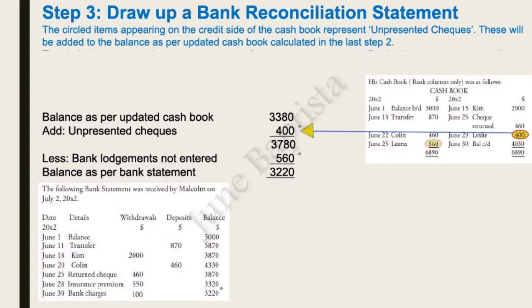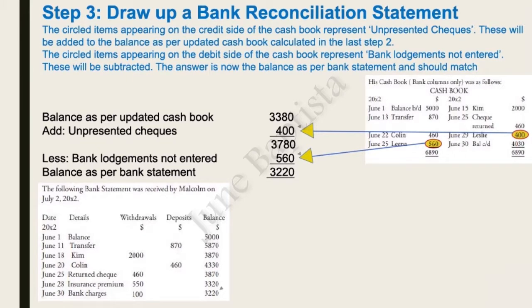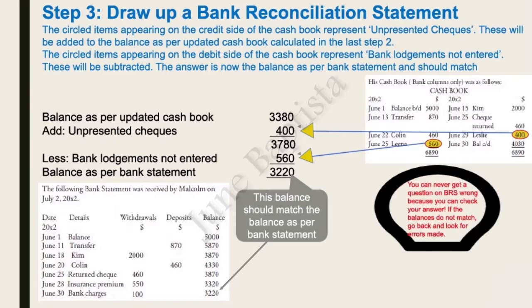$3,780. The circled items appearing on the debit side of the cash book now represent bank lodgements not entered, $560 in this case. This will be subtracted. $560 is subtracted to give us $3,220. You will see that this amount matches the balance as per bank statement. They should match. If they don't match, you have made a mistake.